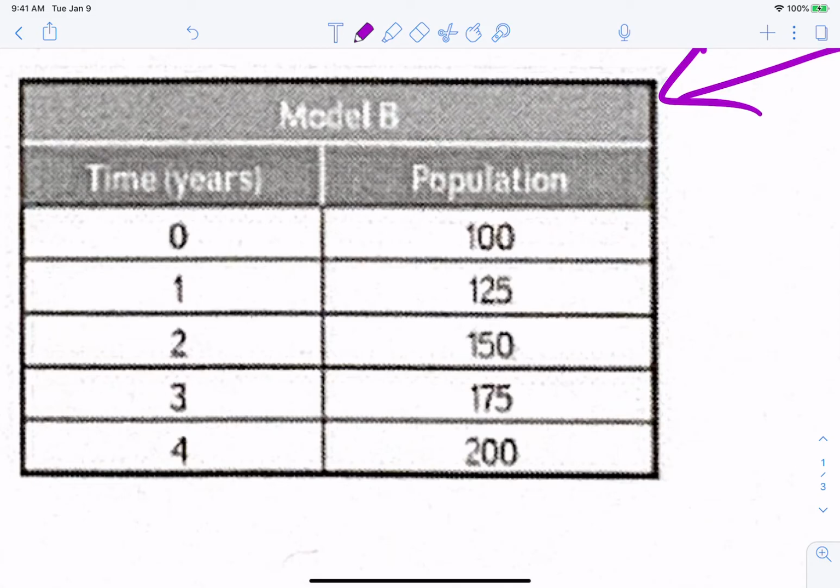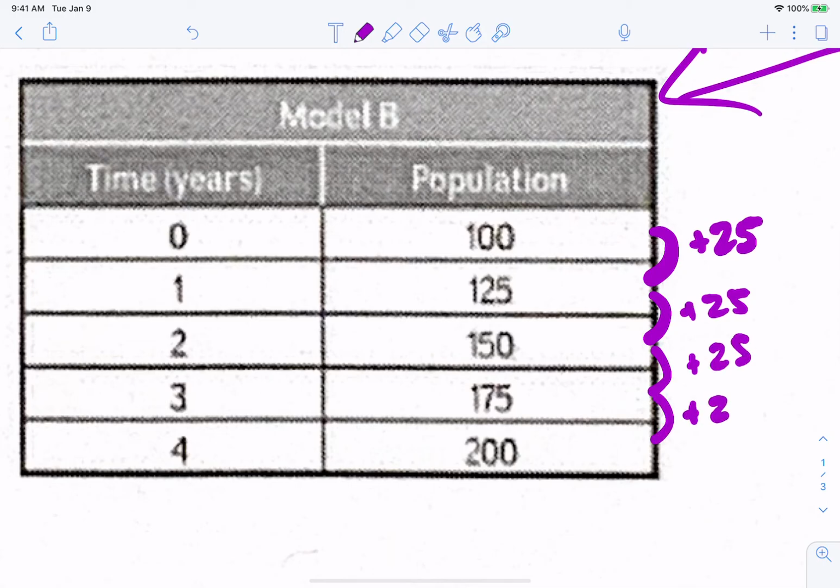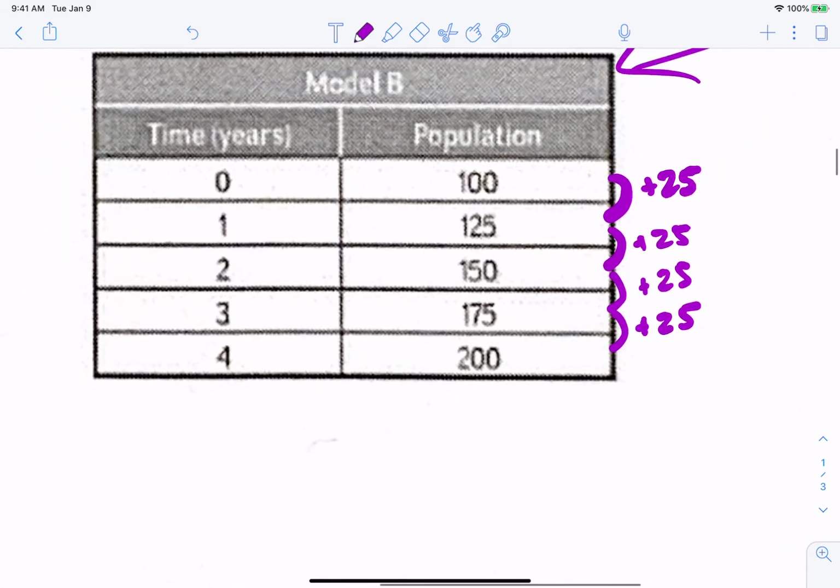How do I know if it's linear? It goes up 25 each time. From 100 to 125, you are adding 25, right? From 125 to 150, you're adding 25. Here you're adding 25 every time. Here you're adding 25. And because I'm adding the same number every time, it is linear.